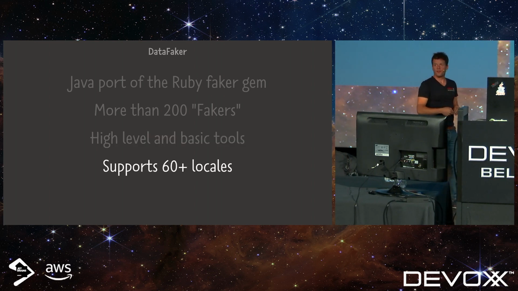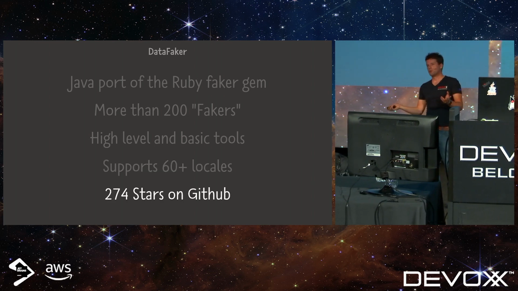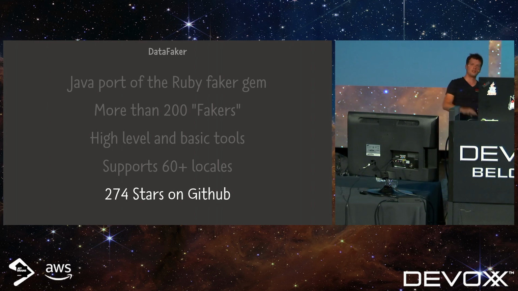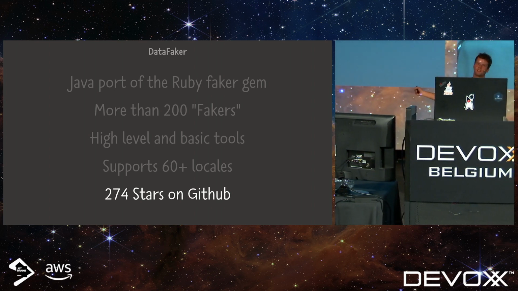There's support for more than 60 locales right now, and it's also an open source project. You see the number of stars is really lower than EasyRandom, but remember this is since January this year, so it's going up pretty fast.